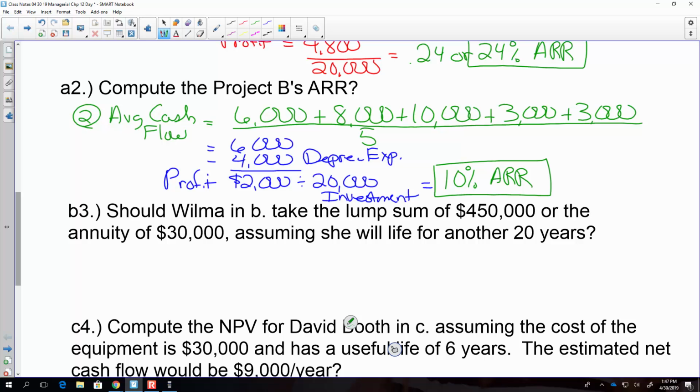So obviously, looking at the 2 accounting rates of return, which one should I do? I got 24 versus 10. I would do the 24, right? So for mutually exclusive projects, which this is, we only have $20,000. We have to pick one. So project A gives us the best choice.